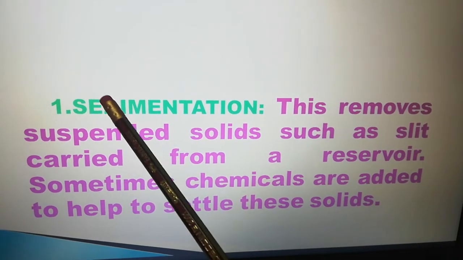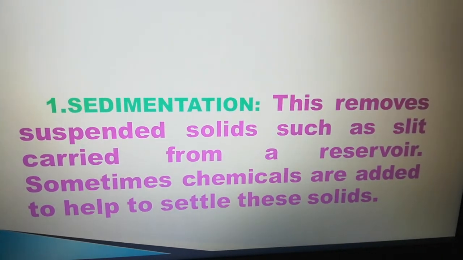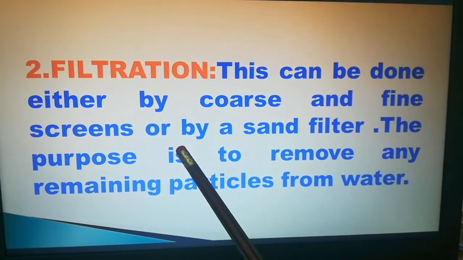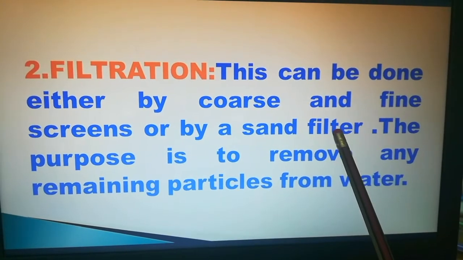This is about sedimentation. Filtration. The filtration is done either by using fine screens or sand filter paper.